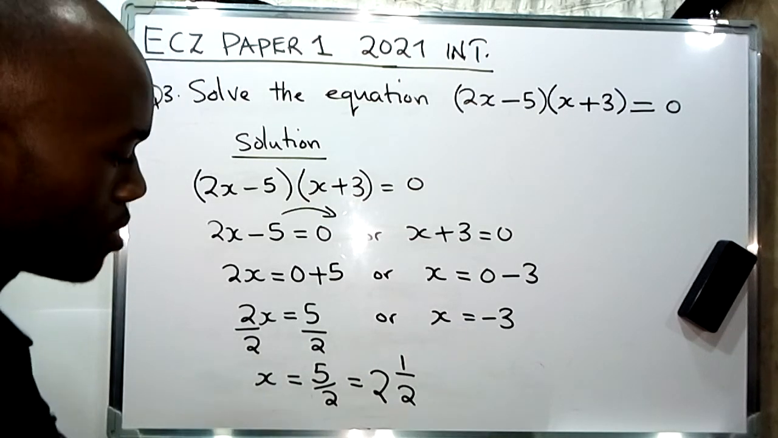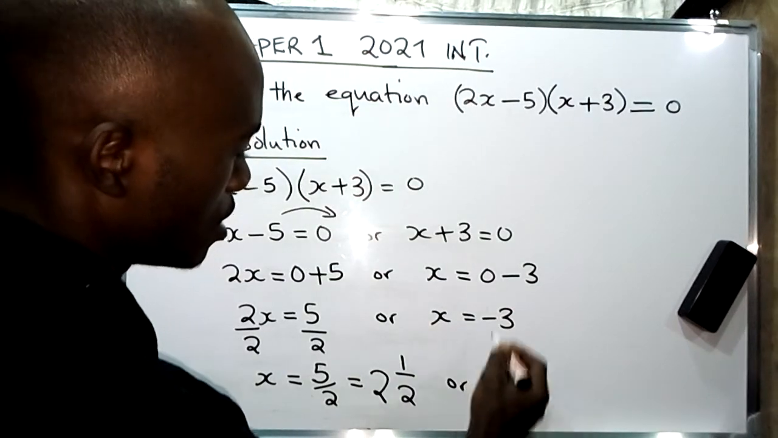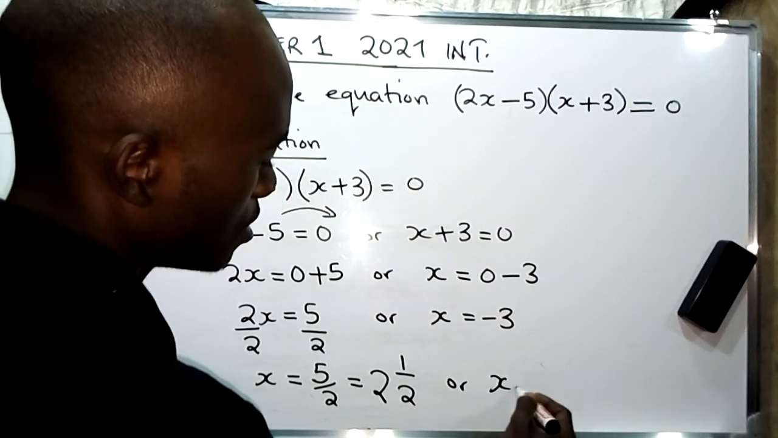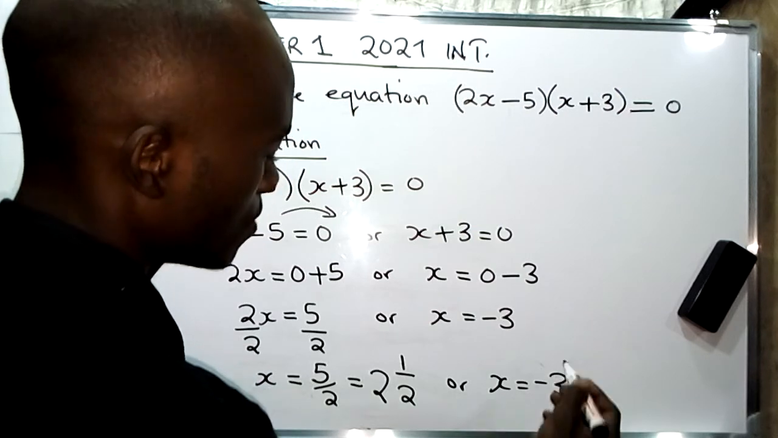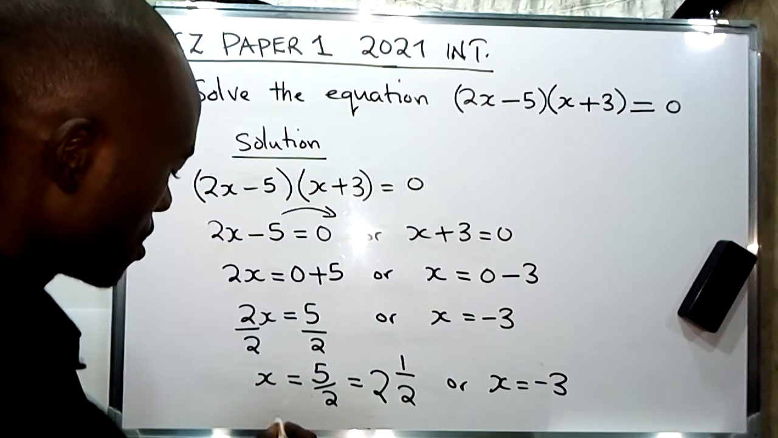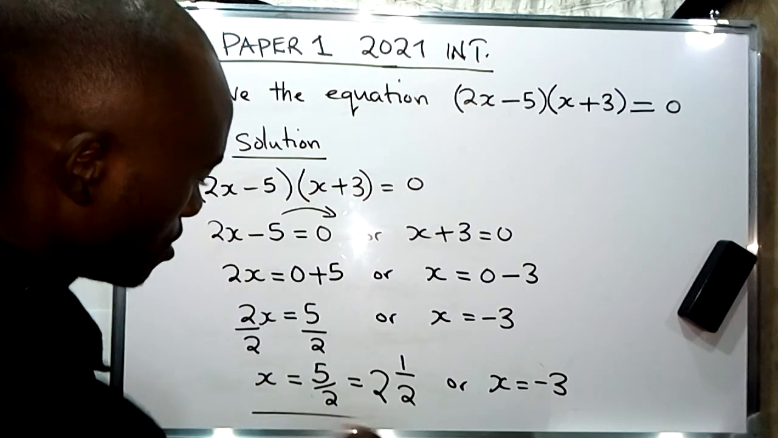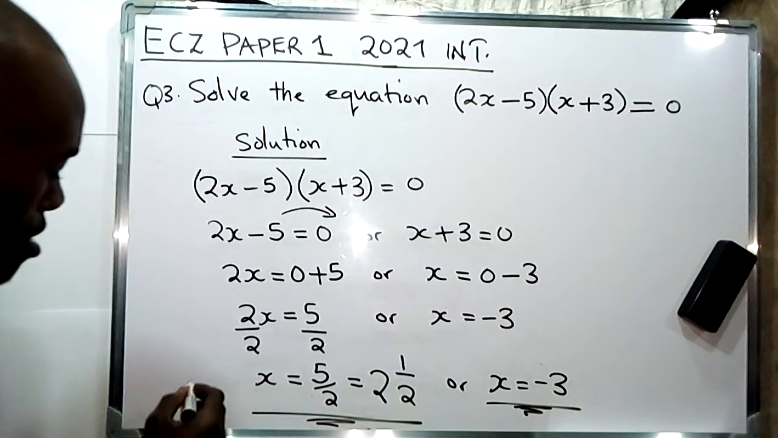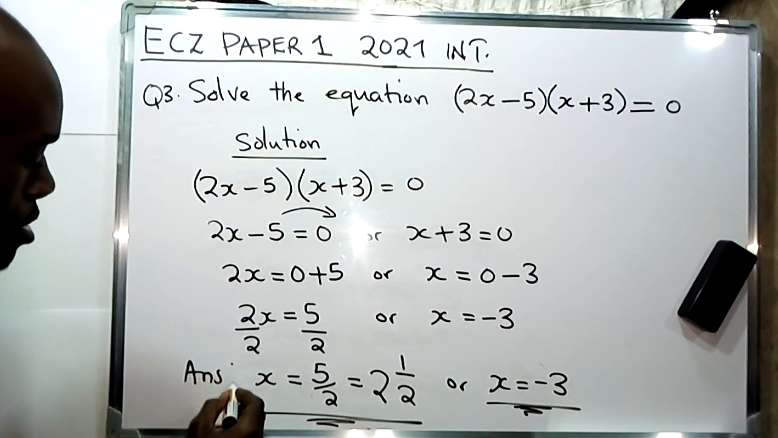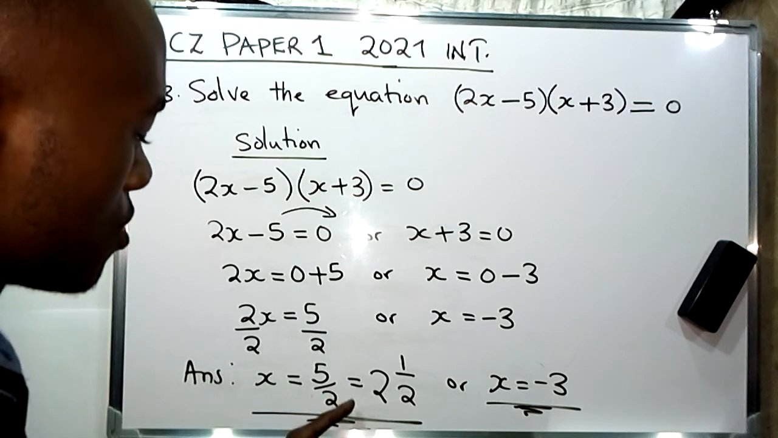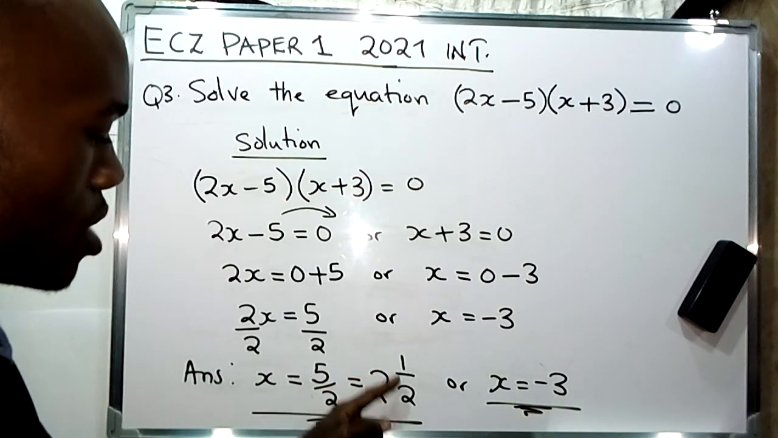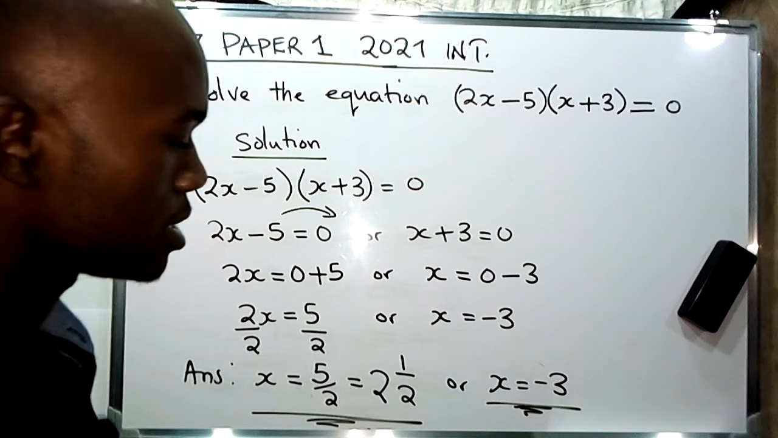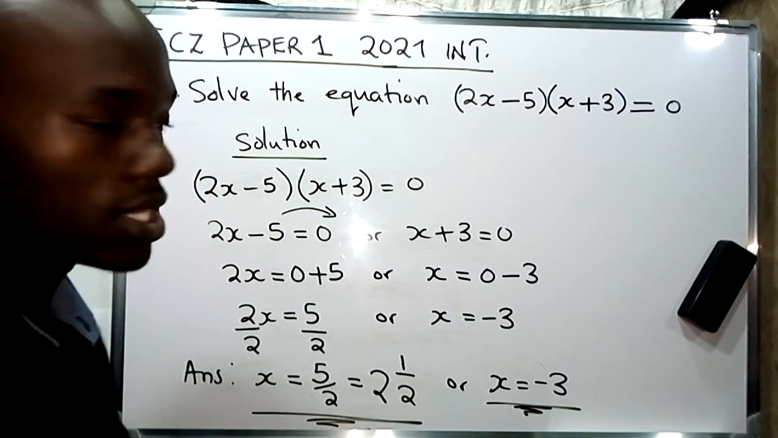Then let's look at this one. Here x is equal to negative 3. So these are our values of x. So x is equal to 2 and 1 over 2, and x is equal to negative 3. Thank you.